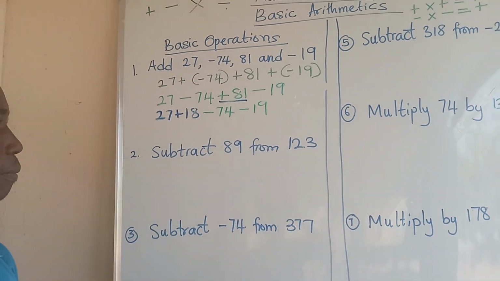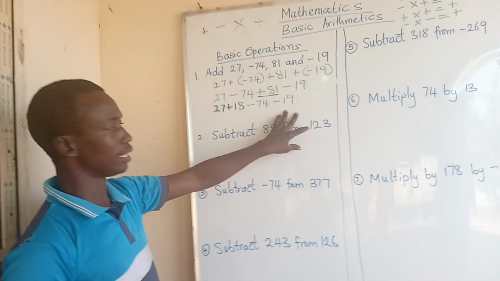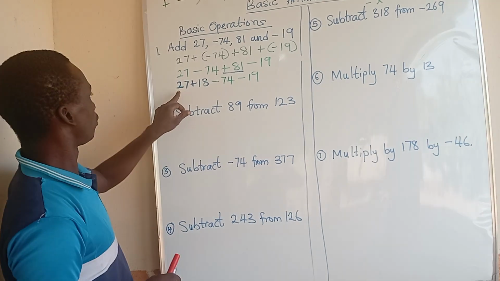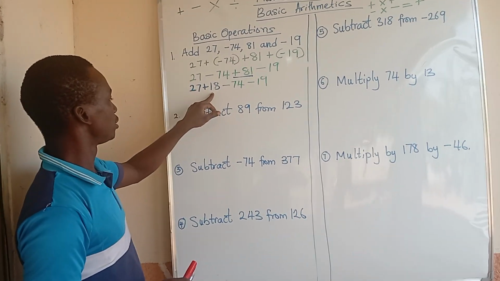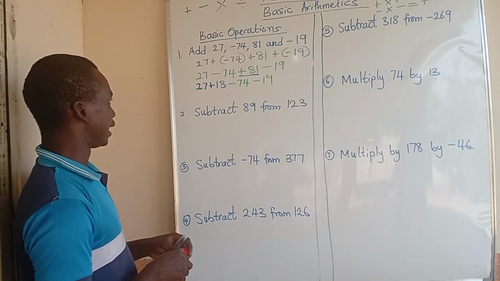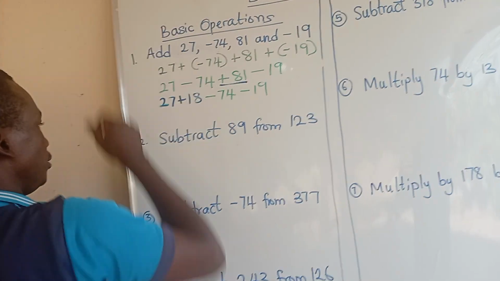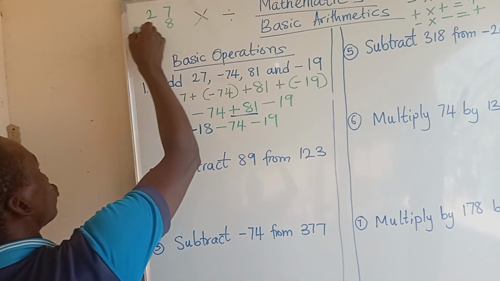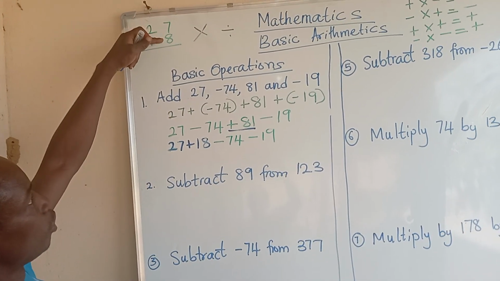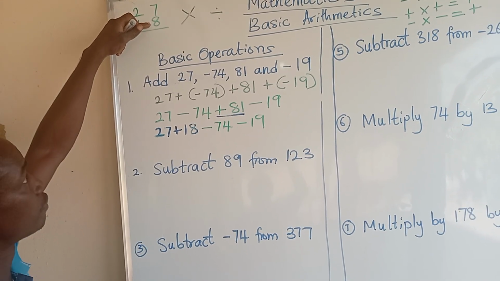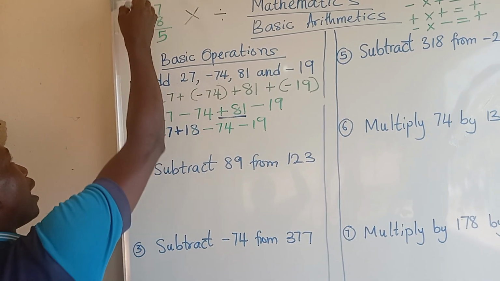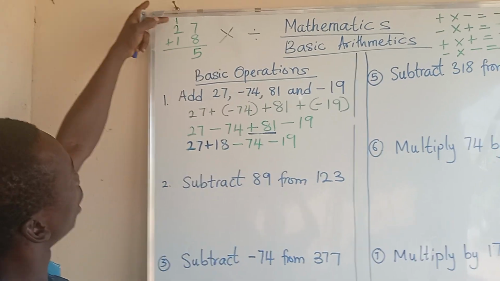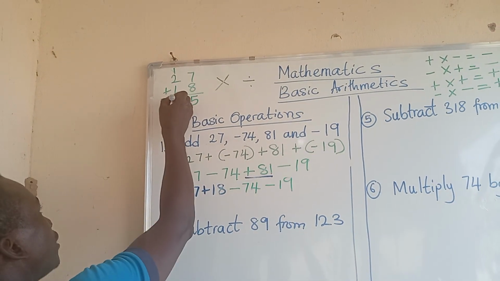Now, when two numbers have negative signs, you are going to add them together. I repeat, when two numbers have negative signs, you add them together. And when two numbers have positive signs, you add them together. Is that clear? So, for these two numbers that have positive signs, we will add them together. We add them together by saying 27 plus 81. 7 plus 1 is going to give us 8. Then you have 2 plus 8, making it 10.